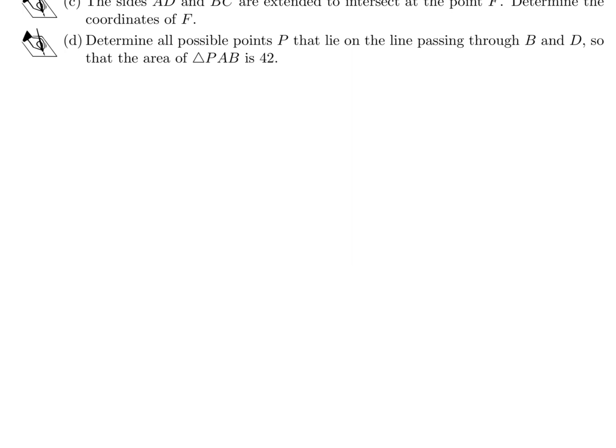Determine all possible points P that lie on the line passing through BD so that the area of PAB is 42. All right. So again, let's just draw a diagram. We have A, B, C, D. And then we've got this line passing through B and D. So this is some line like this, and there's a point on it called P. When you get that point and form this triangle, its area is 42.